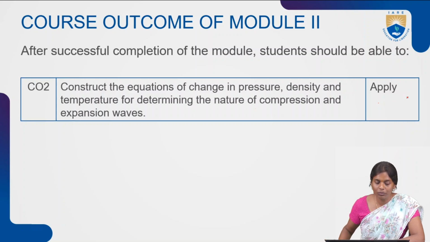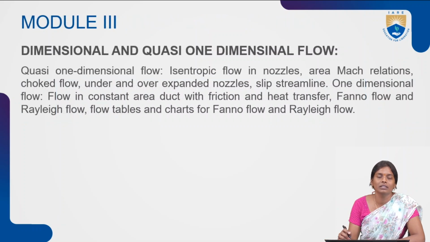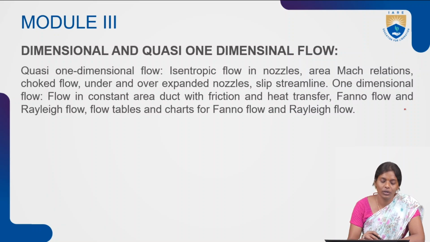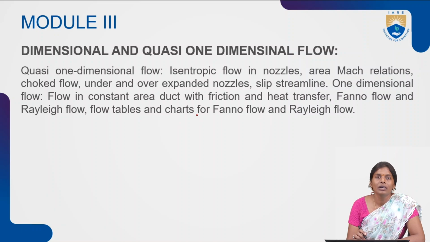So coming to the third module, what students will be learning in this module is about the one-dimensional and quasi-one-dimensional flow equations. So in this one, they will be seeing the isentropic flow in nozzles, area-Mach relationship, choked flow, under and over expansion nozzle, slipstream line, one-dimensional flow, and flow in a constant area duct with friction and heat transfer, Fanno flow, Rayleigh flow, and flow tables and charts for Fanno and Rayleigh flow. All these things they will be learning in the third module, students.